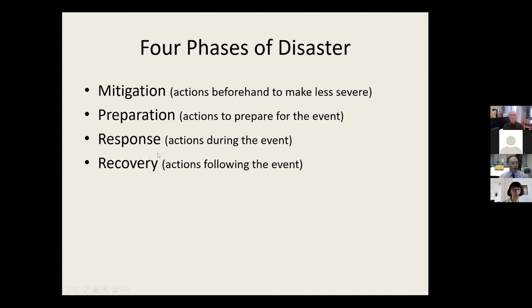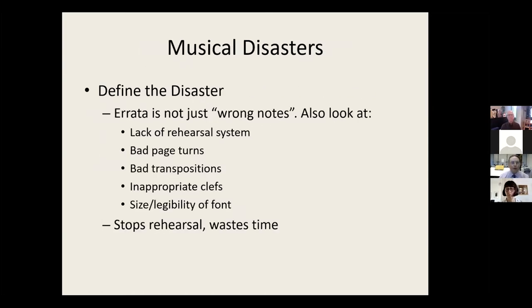But the one thing you rarely talk about in a disaster is mitigation. And if we would ask the question, why do we keep building houses in a floodplain, we could possibly save ourselves a lot of time and money and aggravation. So mitigation is what we want to talk about today, as we want to prevent any kind of musical disasters. Before we do this, we need to define what is a musical disaster.